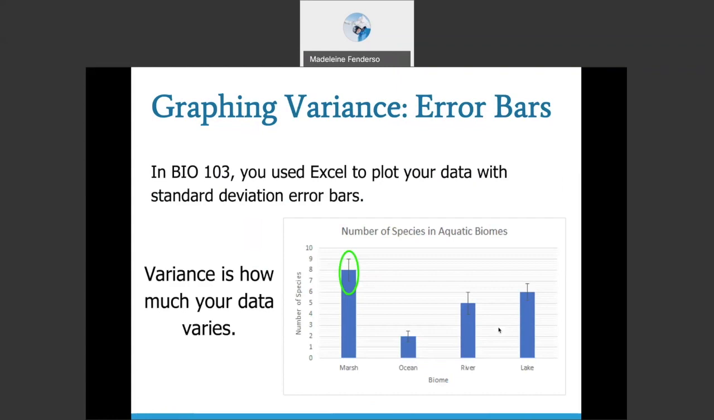And you graph variance using error bars. You've already learned how to use Excel to plot data. So you use error bars to show how your data varies from each other. And these are the error bars here, as you see circled in green.